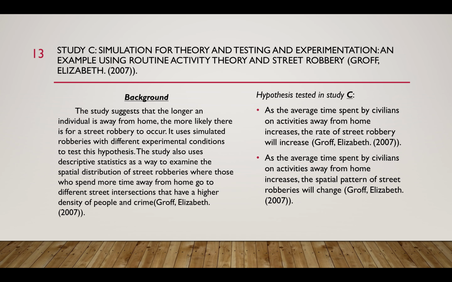The study uses descriptive statistics as a way to examine the spatial distribution of street robberies, where those who spend more time away from home go to different street intersections that have a higher density of people and crime. So basically, this is saying the longer you spend away from home, the more likely you are to converge with motivated offenders and make yourself appear susceptible.